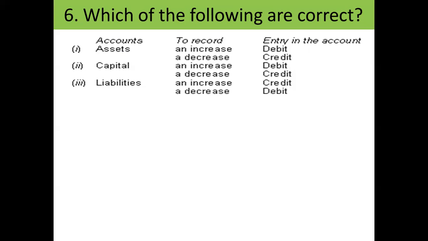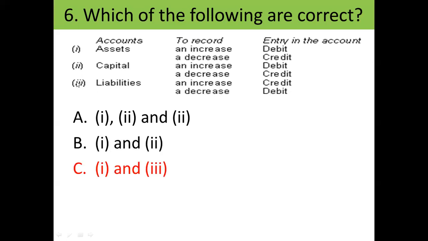Second one, capital. When we debit capital, we decrease it. And here we have an increase, which means it is not correct. Let's go to the third transaction. Here we have the account of liability, and when we credit the account of liability, we increase it. And when we debit the account of liability, we decrease it. This also is correct. 1 and 3 are correct. The right answer is C.